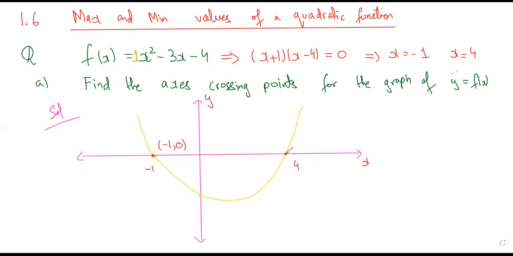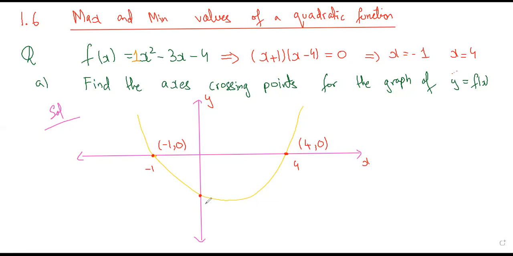And what about this point? What are the coordinates of this point? Please tell me. 4 and 0. Very good. 4 and 0. Excellent. The question was about finding the axes crossing points. So I will be finding out the points where my yellow curve is cutting, both on the x-axis and on the y-axis. And this is the third point.